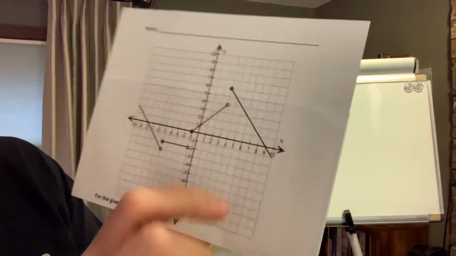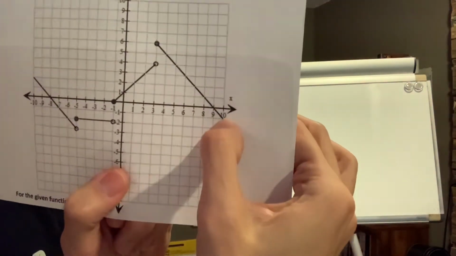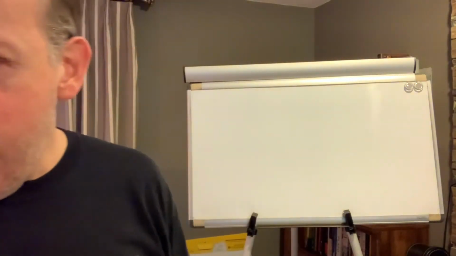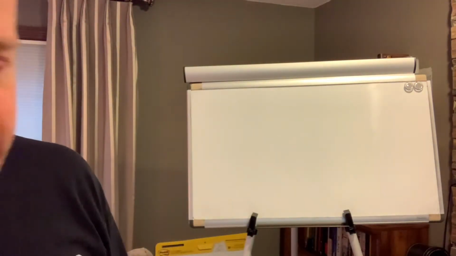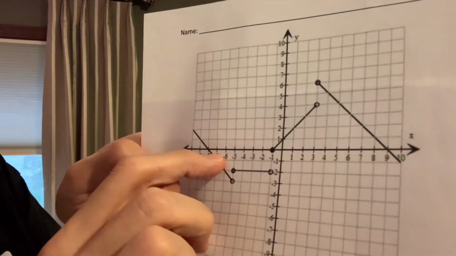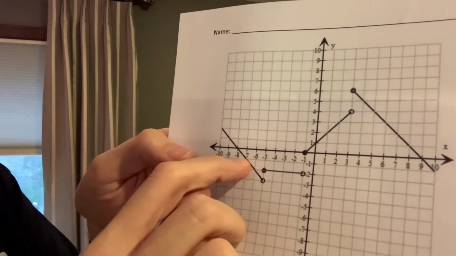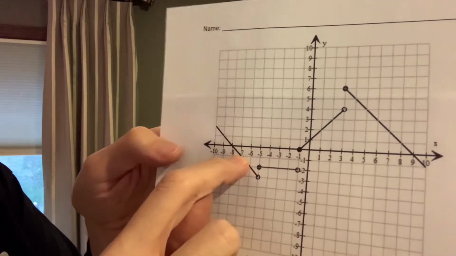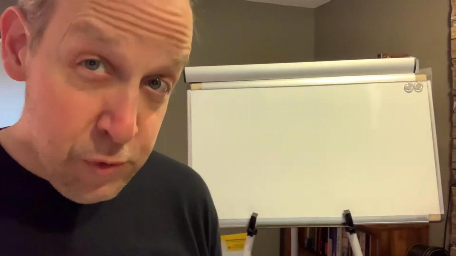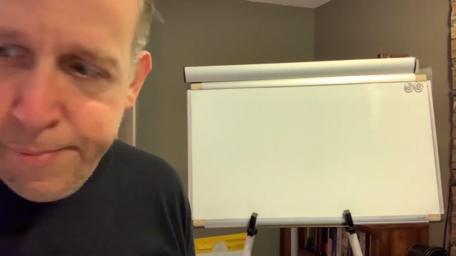F of 10, I think, was the next one. So we go to 10 on the x-axis, and we find that it's all the way down here. The y value is -1. The answer is -1. And then we have f of -7. So -7 on the x-axis is right there. If you look down to where the line crosses, it's at a y value of -1. So the answer there is also -1. So far, so good. F of -7 is -1.